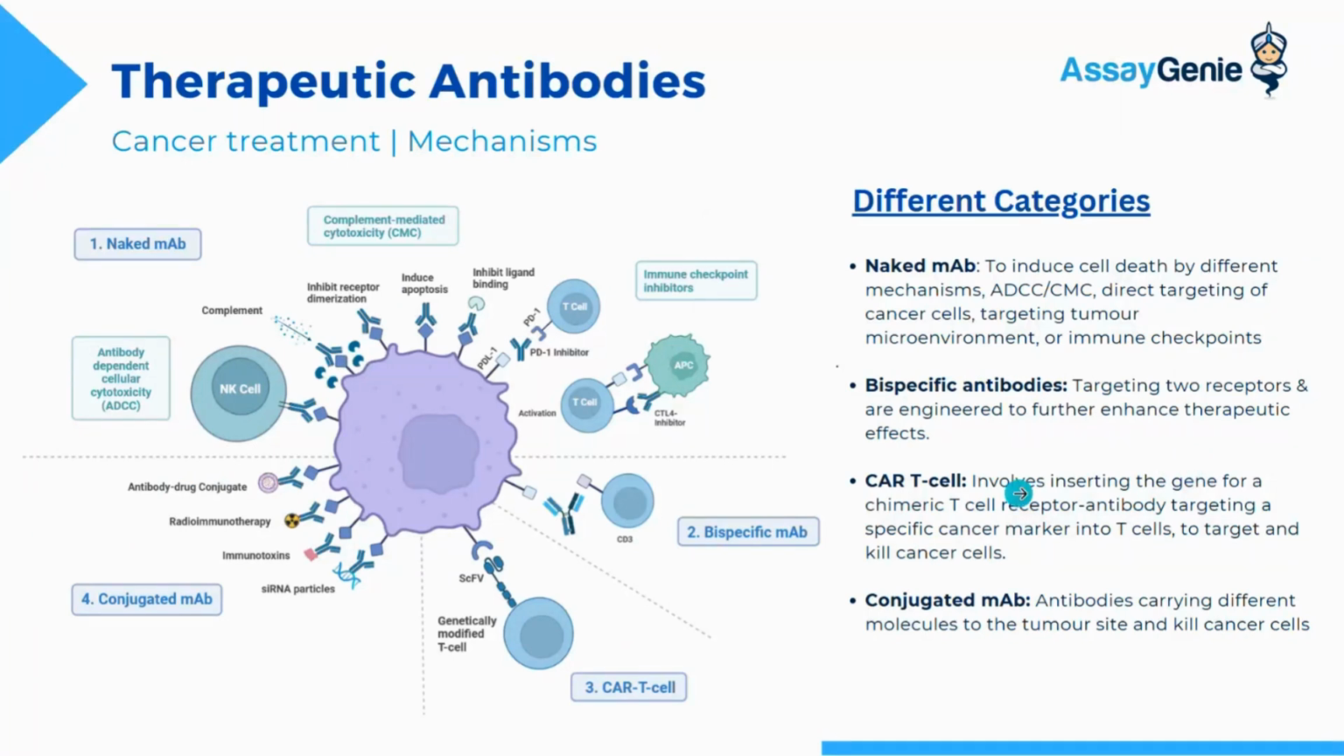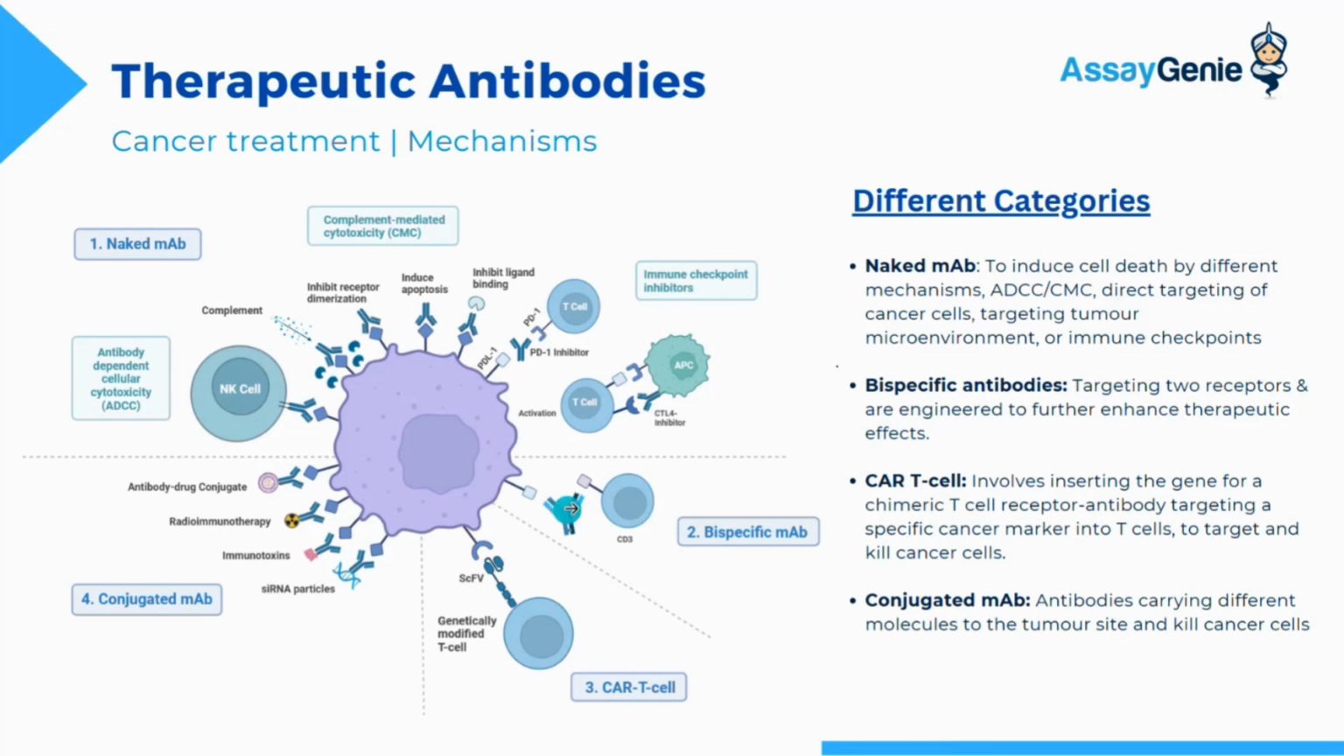And there are a number of different categories of therapeutic antibodies on the market used in cancer treatment. The first one is naked monoclonal antibodies, and these can induce cell death by different mechanisms, including antibody-dependent cellular cytotoxicity and also complement-mediated cytotoxicity, which direct the targeting of cancer cells to the tumor microenvironment. But on top of that, we do also have checkpoint inhibitors or immune checkpoint blockades.